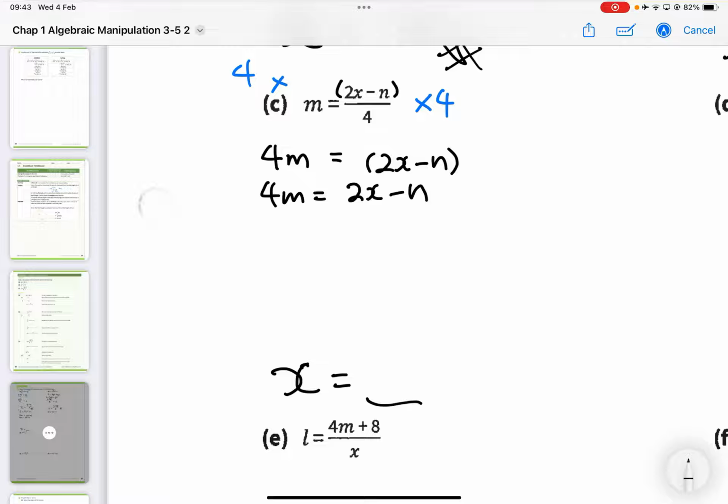Same. My x is here. So I must first get rid of the minus n. Continue. Do. You must be able to do. I do no use. You all must be able to do.